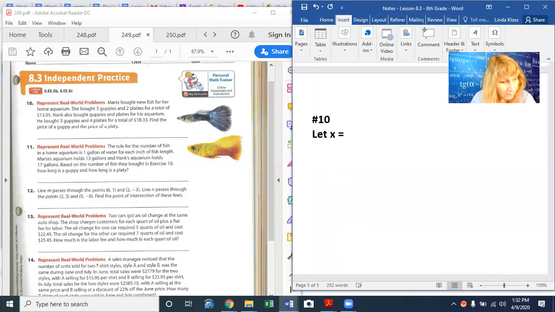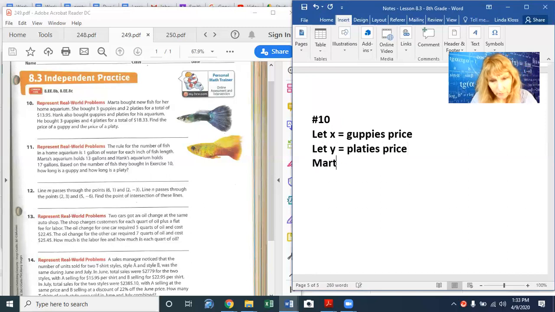Yep, we're going to let x equal the guppies' price. We're going to let y equal the platies' price. Now we're going to set up equations: Marta's equation, and then Hank's equation. So let's see what Marta's equation is going to be.